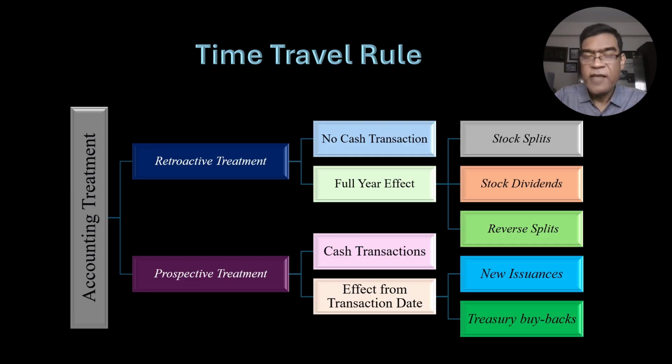Clear? Okay. Then another one, treasury buybacks. What is that? The company is paying cash to the existing shareholder and receiving its issued shares. We call it buyback. Buyback is of its own shares, so that is called treasury buyback. So this transaction involves cash, right? So the effect is from the transaction date. Clear?